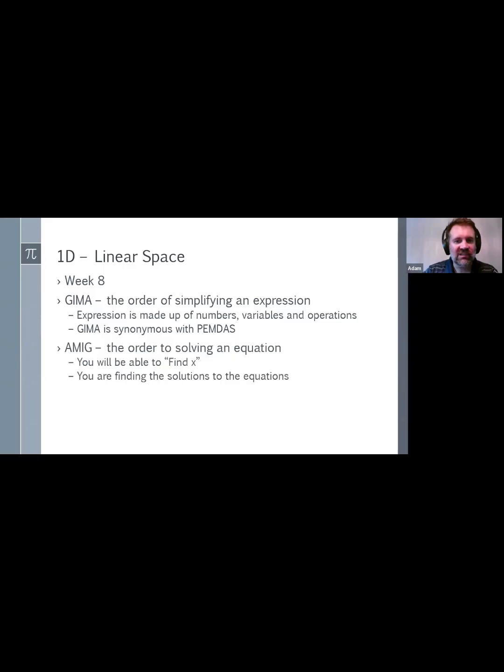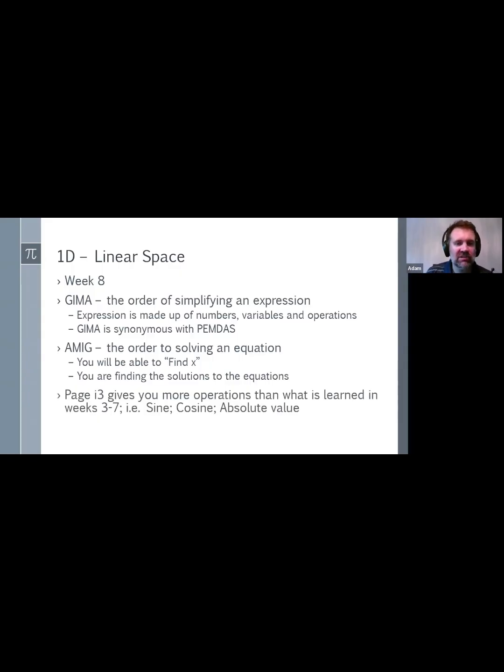So this is the order of solving an equation. So when you have an actual equation with the equal sign, you're going to do your addition and subtraction first, depending on what's on what side. And you're going to do your multiplication and division. Then you're going to deal with your indices, and then deal with your groups and work through those as well. So you're basically going to do the opposite of the GIMA. You do the AMIG. So this will help you to be able to find X. That's the normal thing which you do in algebra, find X. And so that's what you're going to use to solve an equation, to find the solutions to the equation. Okay.